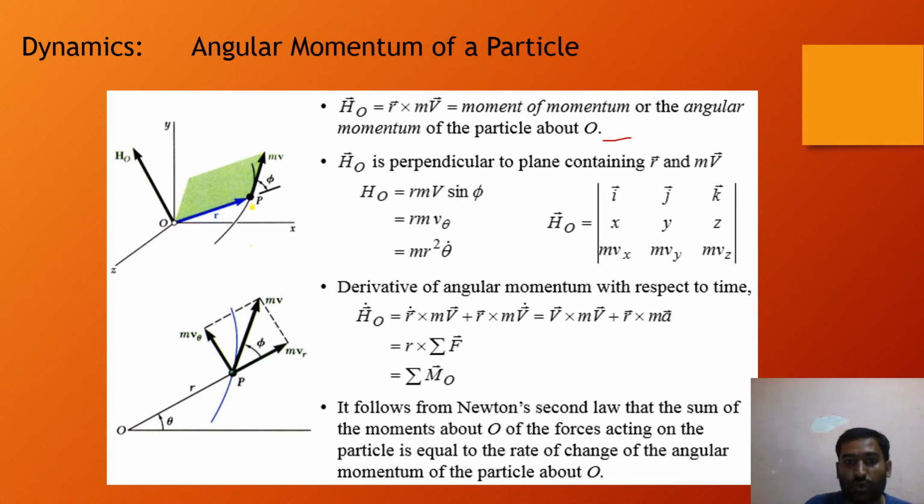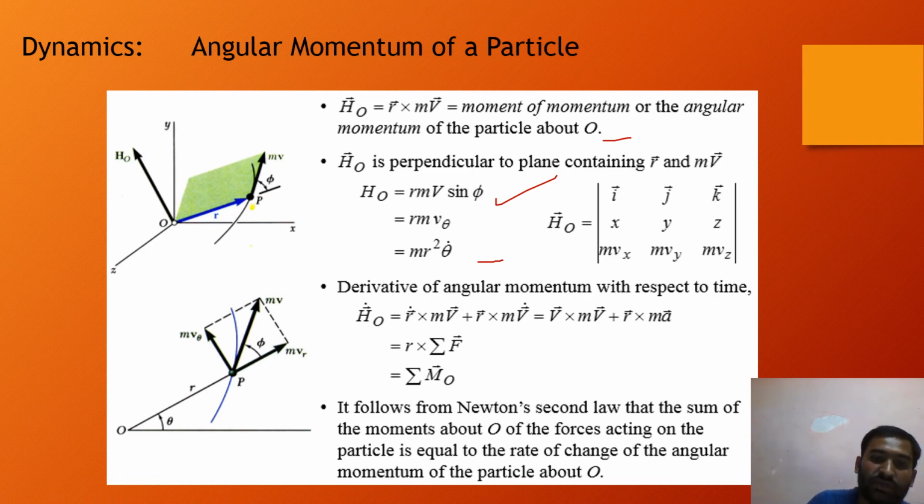about O. H_O is perpendicular to the plane containing r and mv. Okay, H_O is equal to r mv sin theta. When you derive it, you get this simplification, and as well you can see from there this one is H_O as well.